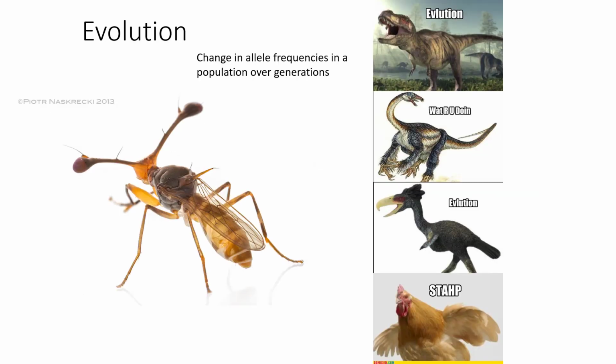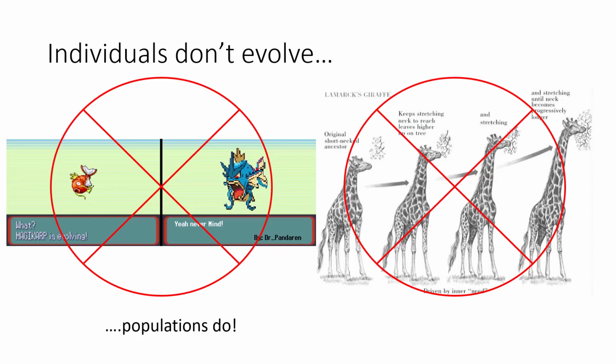So evolution, to remind you, is the change in allele frequencies in a population over generations, resulting in an individual that is either less or more adapted to the environment. We talked about gene flow and genetic drift resulting in less adapted individuals. Now we're going to look at natural and sexual selection and even artificial selection, resulting in individuals more adapted to, well, something. And remember, individuals don't evolve. Populations do. Take that, Magikarp.